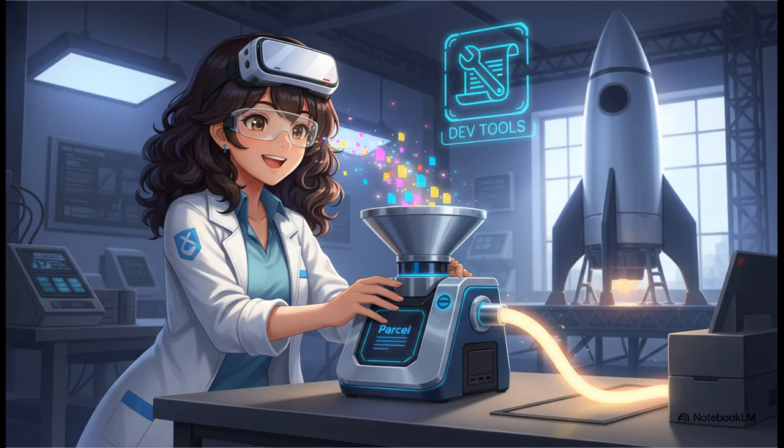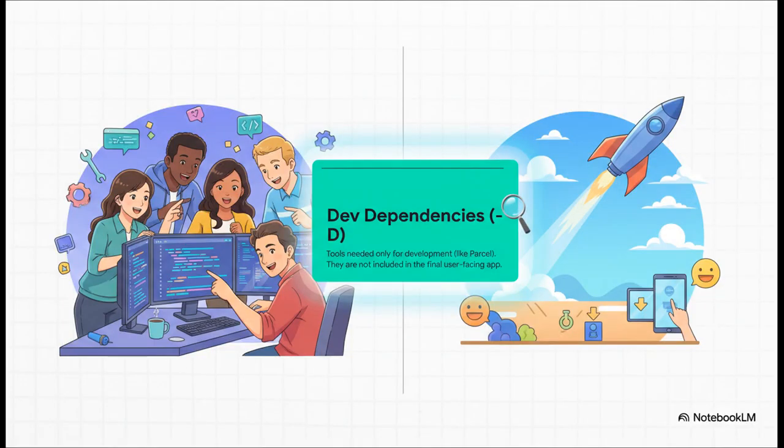That's super important. So what's that D all about? Well, it tells npm that this is a dev dependency. And this is a really crucial idea. It means Parcel is a tool for us, the developers. We need it to build our app, but it's not actually part of the final code that we ship to our users. This is awesome because it keeps the final app that people download small, lean, and fast.